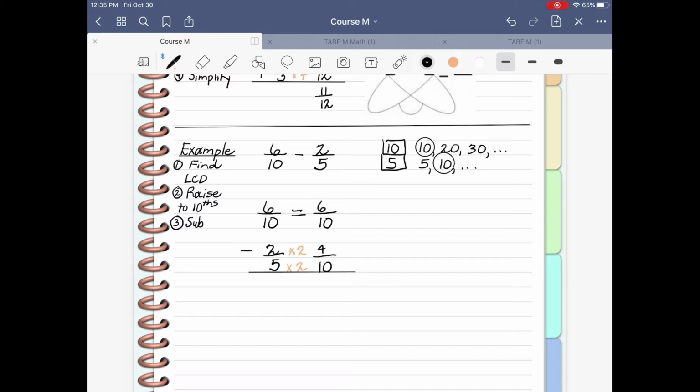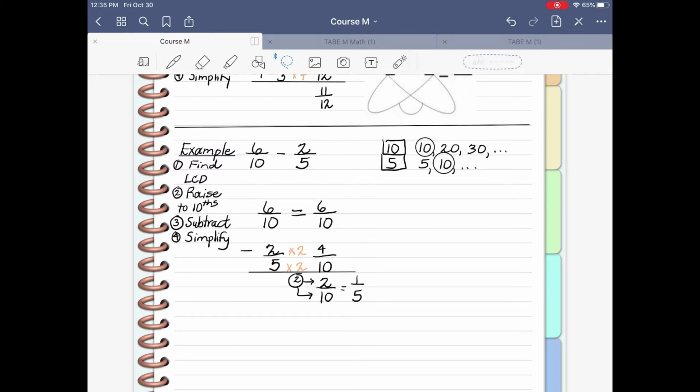Subtract. So 6 minus 4 is 2 over 10, and always simplify if you can. And we can, because 2 will divide into 2 and into 10 to give me 1/5. So 6/10 minus 2/5 is 1/5.